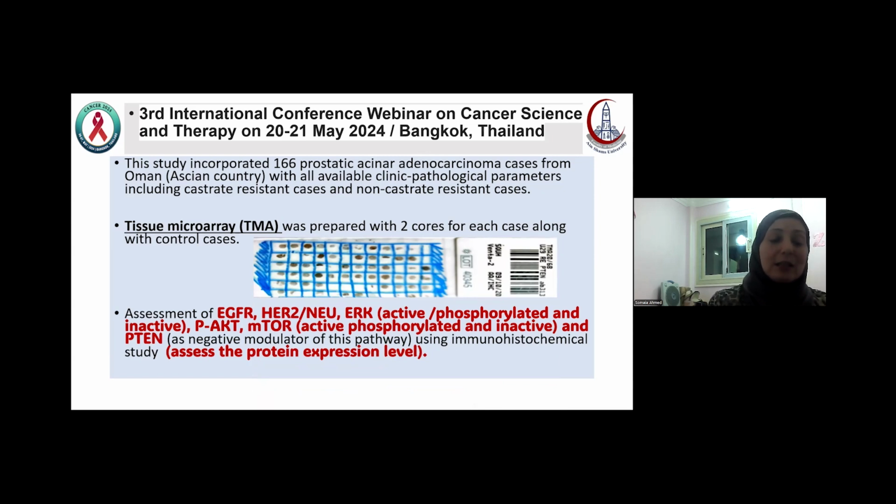And we assess the protein expression of this molecular marker. You know that there is a gene, and once it's activated, it is transcribed into messenger RNA, and this messenger RNA can be translated into protein products. I study the protein product of these molecular markers: EGFR, HER2-NEU, ERK, active and inactive form, phosphorylated AKT, which is the active form, and mTOR, the active phosphorylated and the inactive form, as well as the PTEN loss, as it is a tumor suppressor gene.